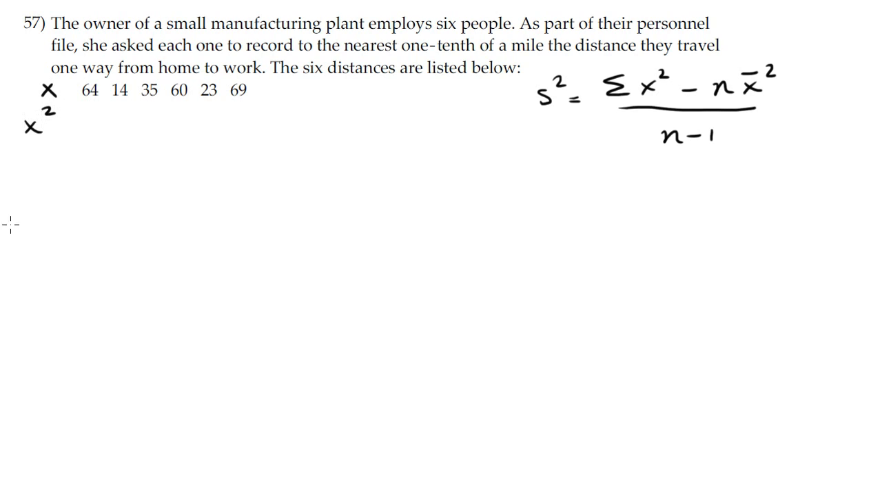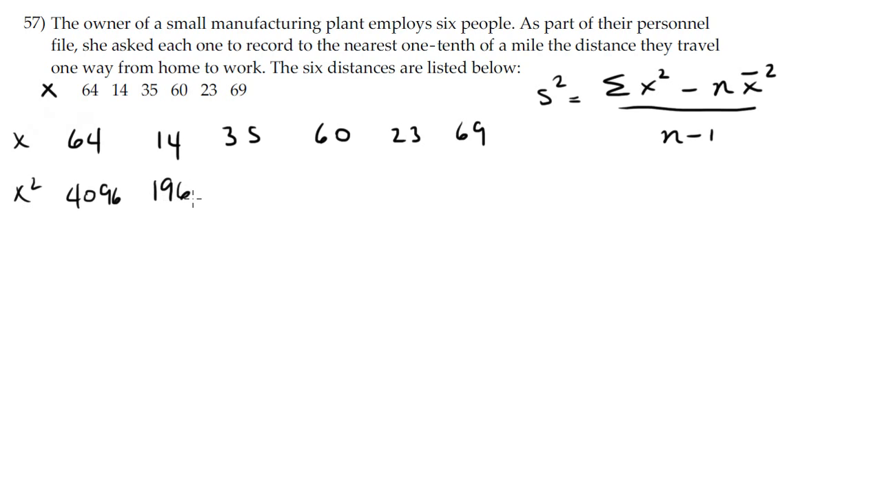X squared, so 64 squared, 4096. Let me give myself some more room here. These values are too close together. So my x values, 64, 14, 35, 60, 23, 69. 64 squared, x squared, so it's 4096. I could have done this in a table straight up and down, but I'll show you it in a different way. Just squaring each of these.